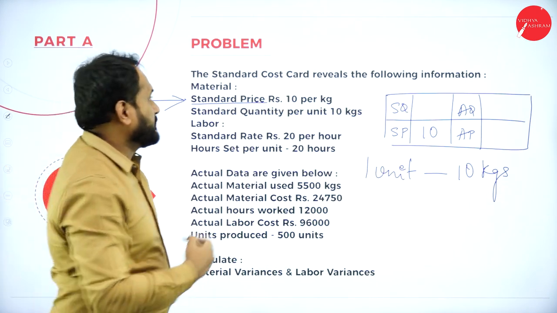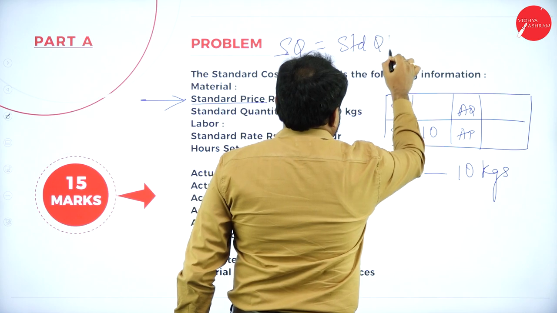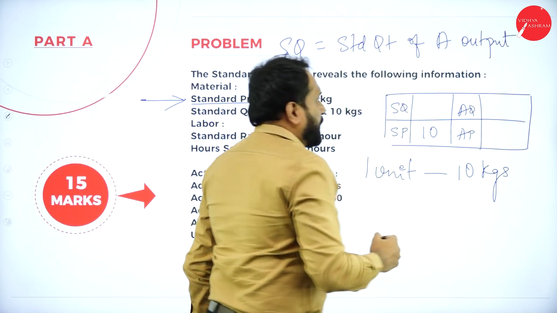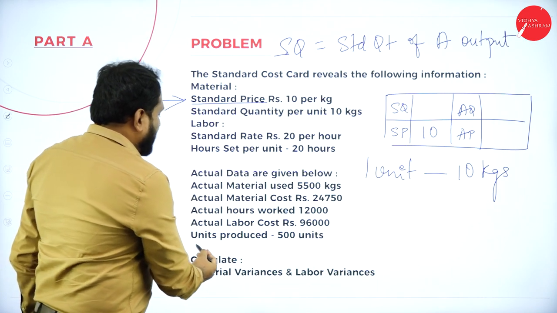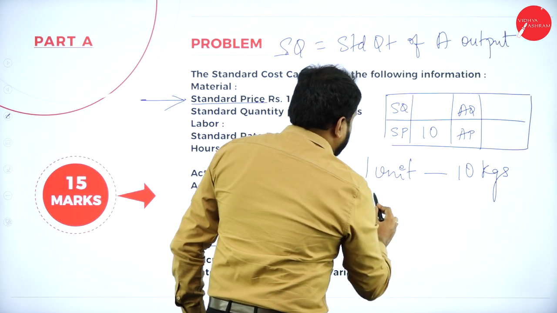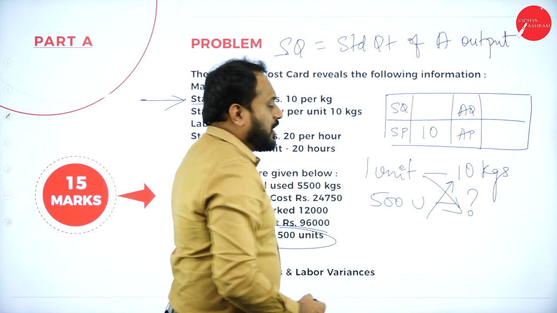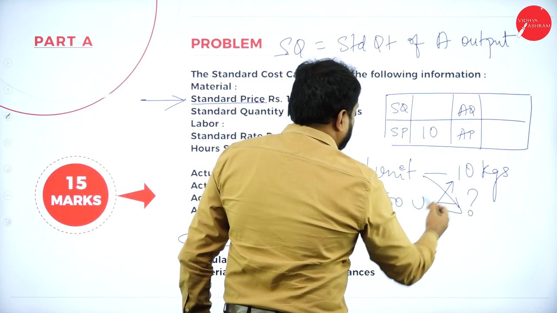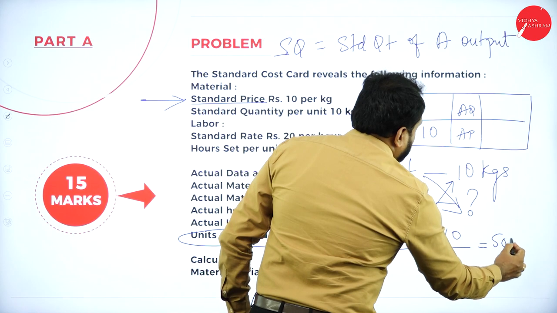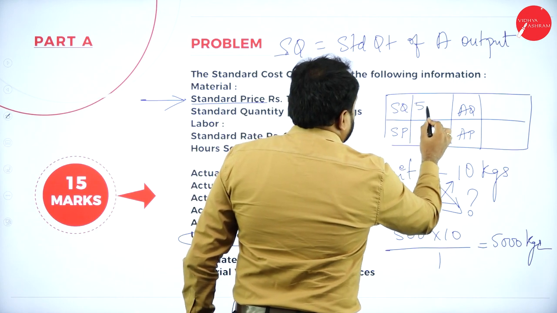So I told you, what is SQ? SQ is equal to the standard quantity of actual output. See, in the question paper itself, what is the actual output? Units produced, actual output, is 500 units. For one unit we have taken 10 kgs. For 500 units, how much? Cross multiply. So it is 500 into 10 divided by 1, which is 5000 kgs. So I'll write here 5000.